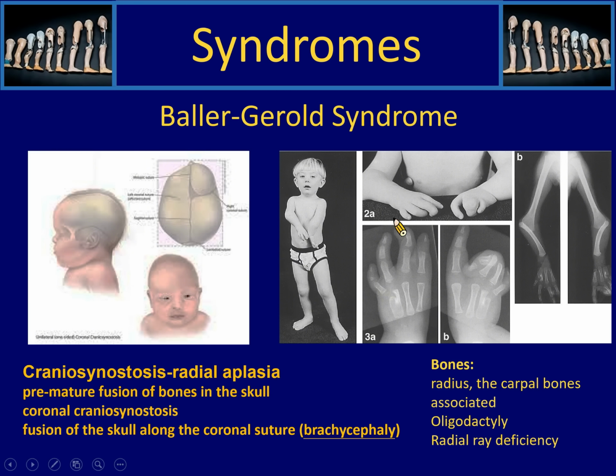This patient will also demonstrate the loss of the radius and a couple of bones, with oligodactyly. You can see there are only 4 fingers in the hand, and actually 3 fingers are fused together, so we call that oligodactyly. And among them, there is radial ray deficiency. Radial ray deficiency means there is a loss of radial bone, including the thumb. We call that radial ray deficiency, which is Baller-Gerold syndrome.